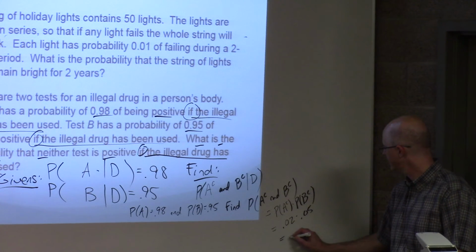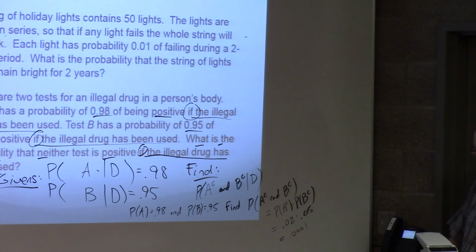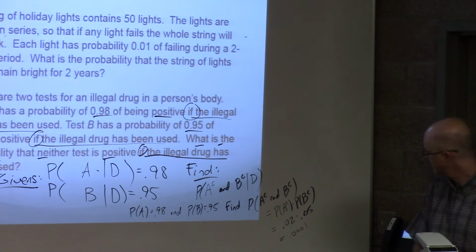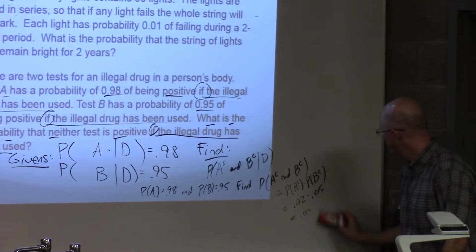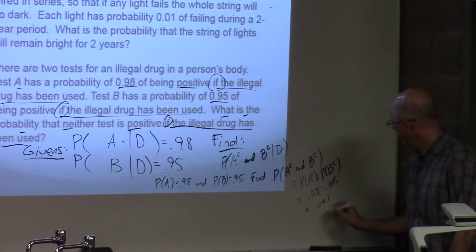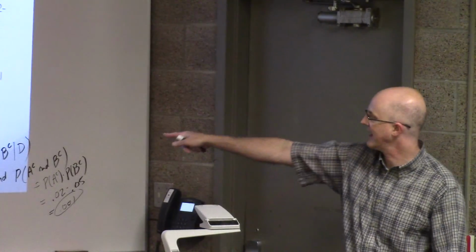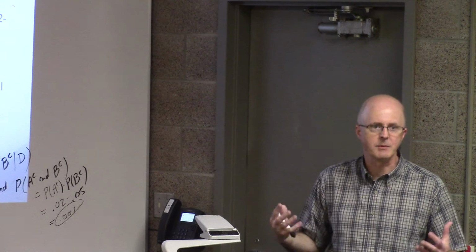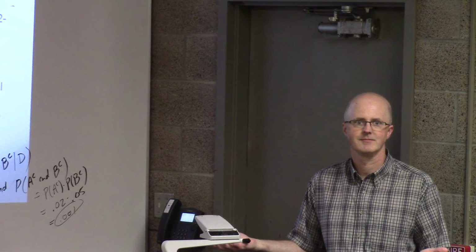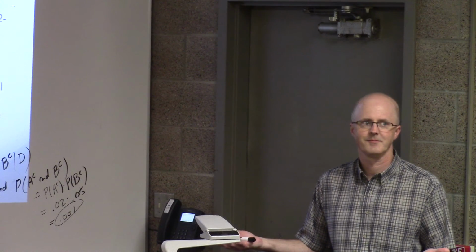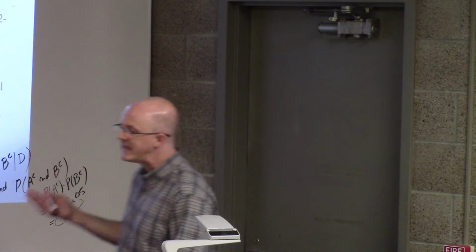And what would that be? 0.0001. Can somebody check that? Is that right? Maybe it's just 2 zeros. 2 zeros? Yeah, okay. 0.001. 1/10 of 1% chance that they both come out negative if it is known the person has the drug in their system for some other reason that they told you. Okay? So it's pretty tricky. Break it down into pieces.